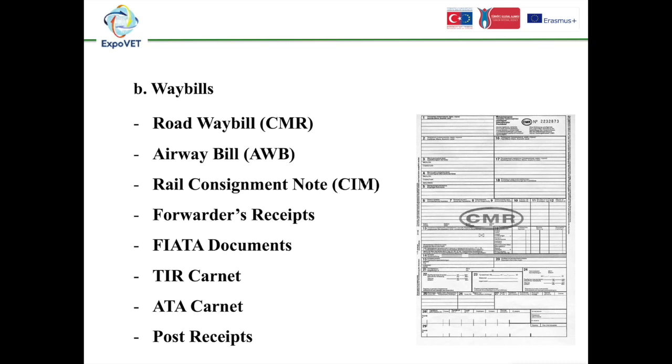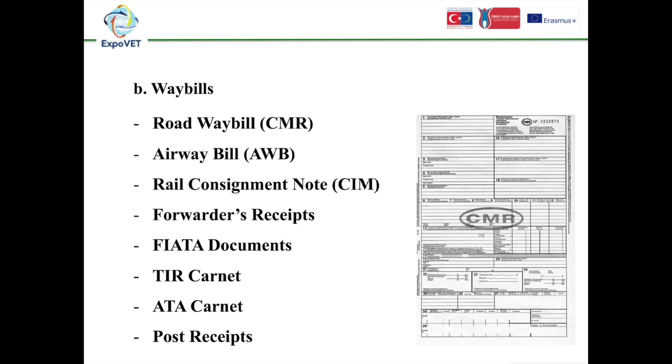FIATA documents. These documents are a kind of shipper's receipt. However, these documents, FIATA, International Federation of Freight Forwarders Associations, are the documents standardized by the International Federation of Transport Agents Associations for the transport agents that are members of it and used only in road transport.